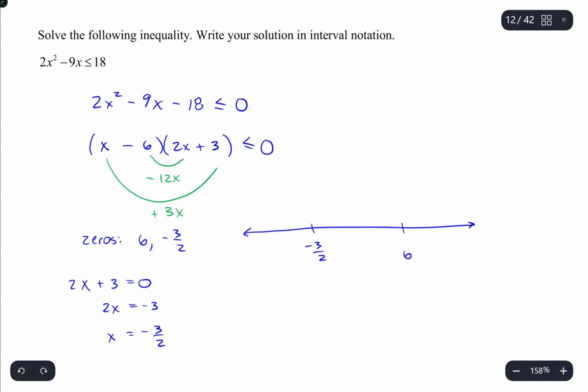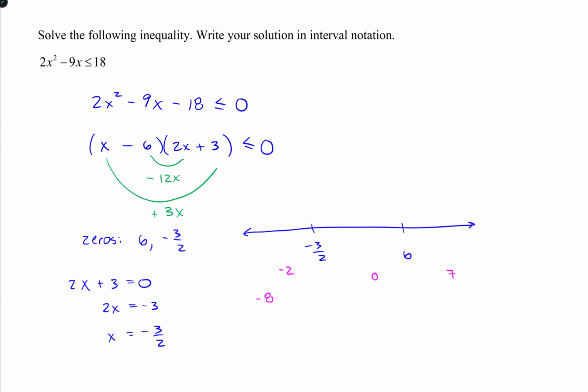And what I want to know is, are the intervals between these numbers entirely positive or entirely negative? So I'm just going to pick a value in each interval. So how about negative 2, 0, and 7? And then I'm going to plug that into my quadratic here, and the factored form is usually easiest. So negative 2 minus 6 is negative 8. 2 times negative 2 is negative 4 plus 3, so that's negative 1. Negative times negative is a positive.